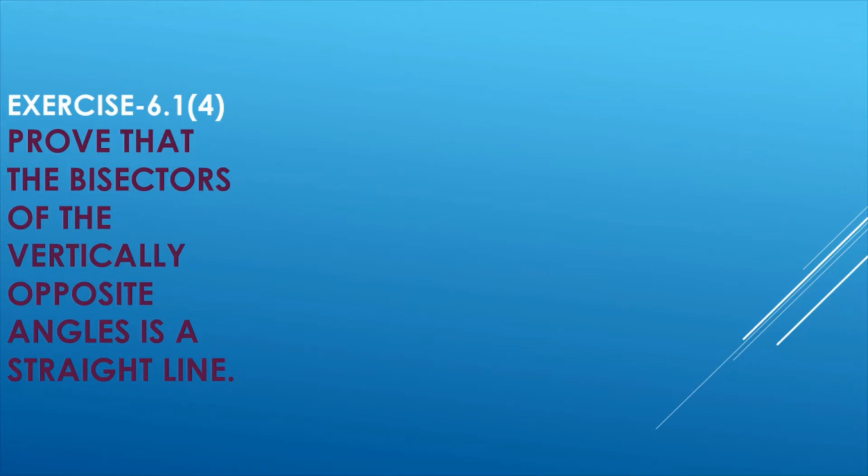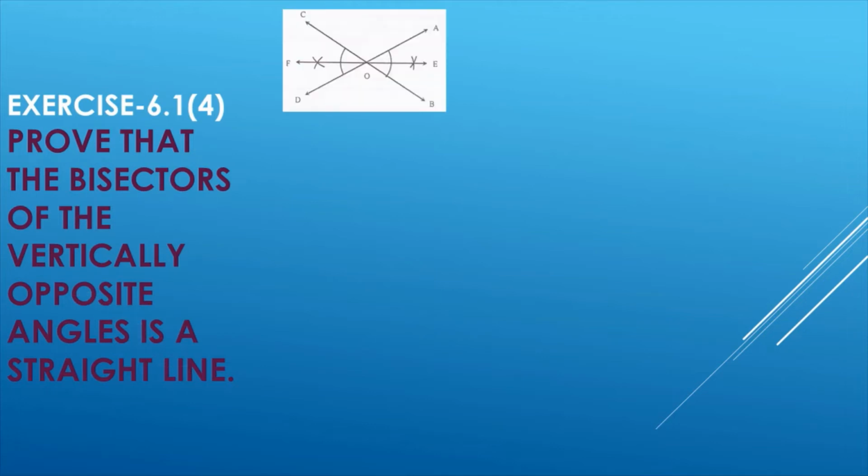Now, from the proposition, we can draw the figure. That is, the bisectors of the vertically opposite angles form a straight line. So, this is the figure, my dear students. AD and BC are the two straight lines, and the bisectors, that is OE and OF, of angle AOB and angle COD, both vertically opposite angles, we can bisect.